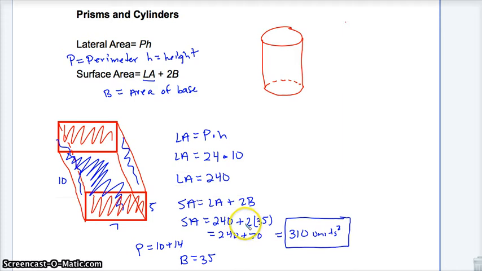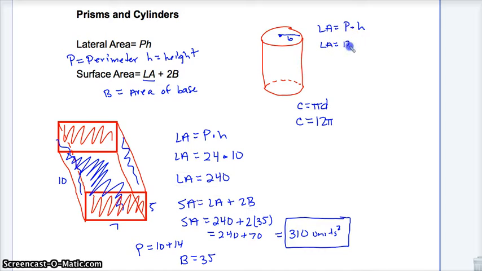Let's try an example with a cylinder. We've got a wonderfully drawn cylinder as shown up top. And let's say this cylinder has a radius of 6. First things first, we need to find my lateral area. That's the perimeter of the base times the height. Now, since my base is a circle, the perimeter of a circle is more commonly called the circumference. So, the circumference of my base is going to be pi times the diameter. Since my radius is 6, my diameter is 12, so the circumference is 12 pi.